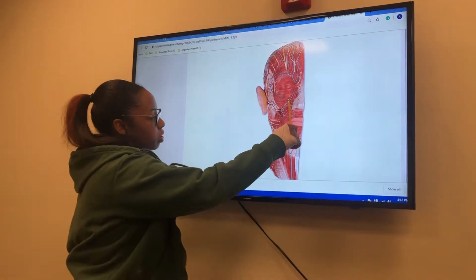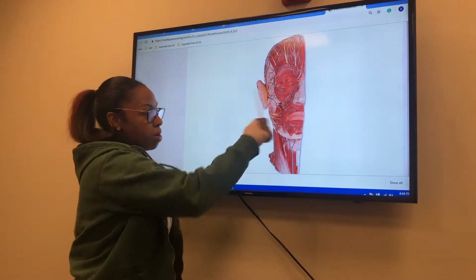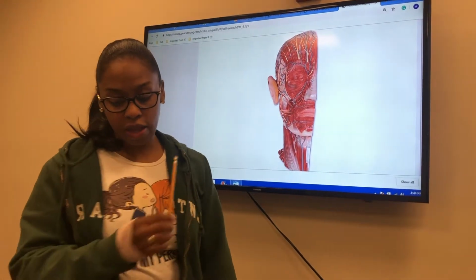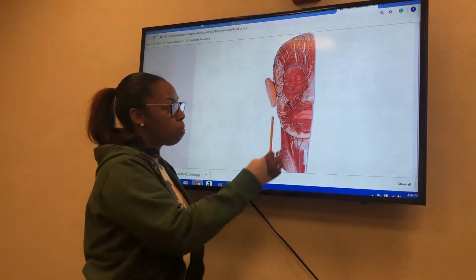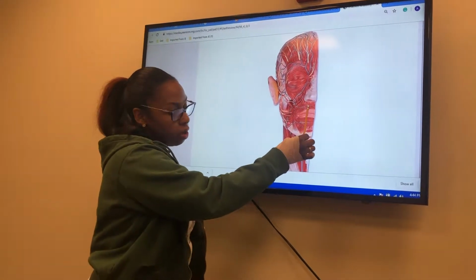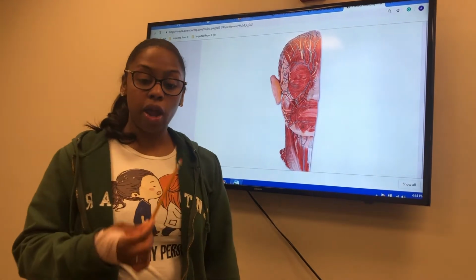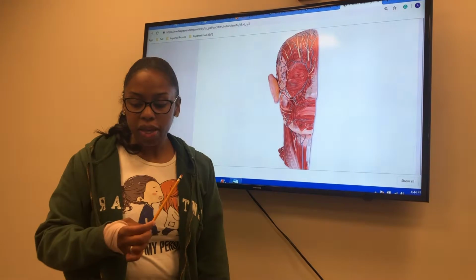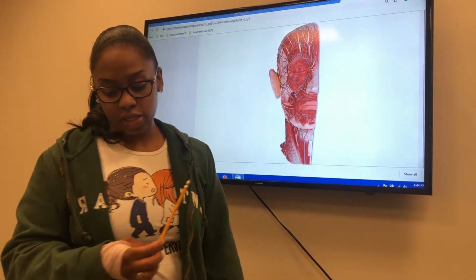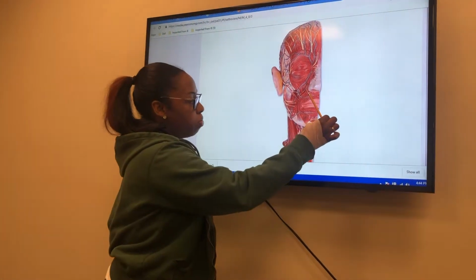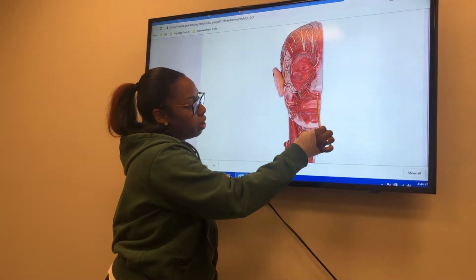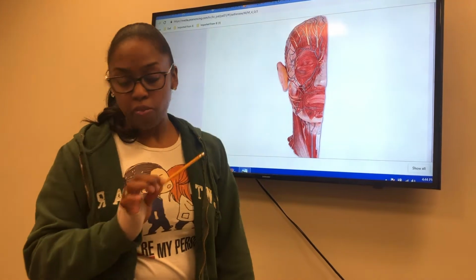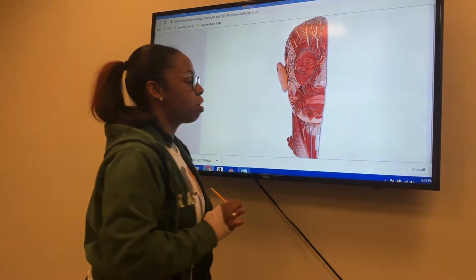Muscle here is the levator labii superioris. It has an origin of the medial infraorbital margins, which is in this area. Its responsibility or action is to pull the upper lip. Its insertion is the skin and muscle of the upper lip, so still in this area here. And it has an innervation of the buccal branch of a facial nerve.